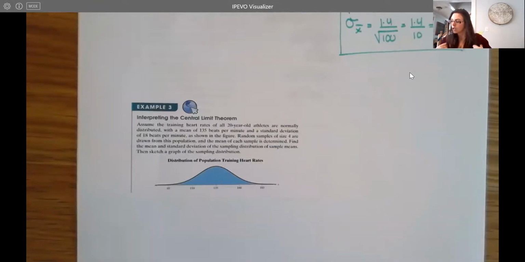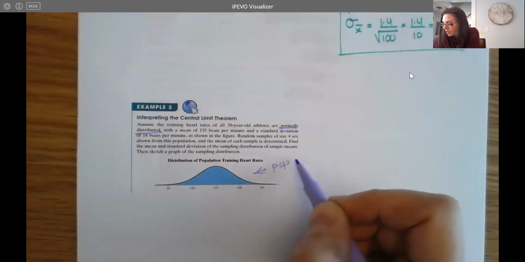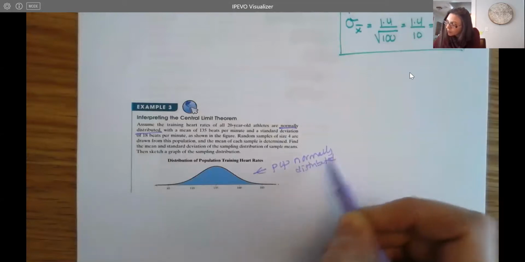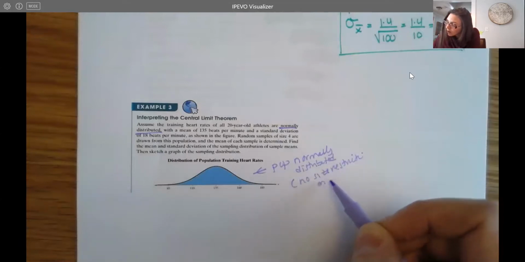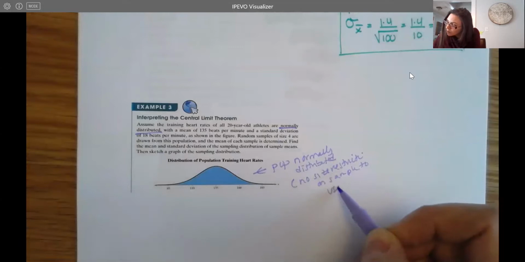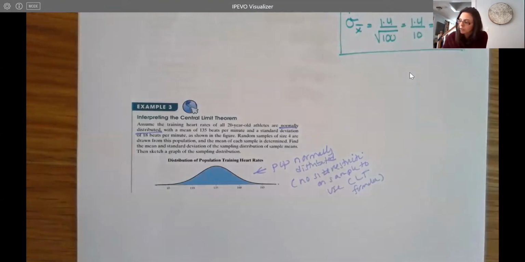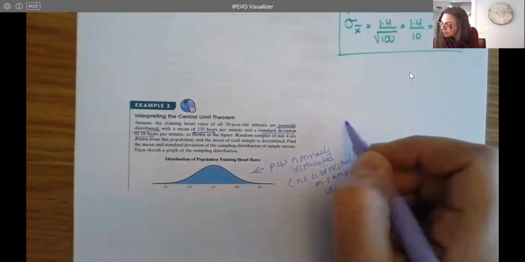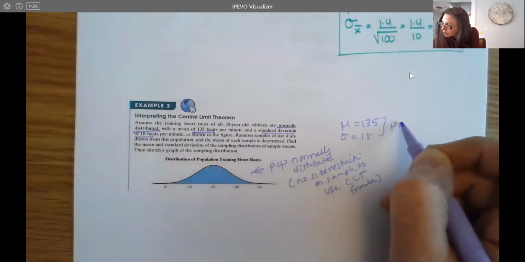Okay. Assume that training rates of all 20-year-old athletes are normally distributed. So we're told that the population is normally distributed. When that happens, there is no size restriction on samples to use the central limit theorem formulas. If your population is already normal, then there's no size restriction you have to worry about. The mean is 135 beats per minute, and the standard deviation is 18. And again, this is for the population data.